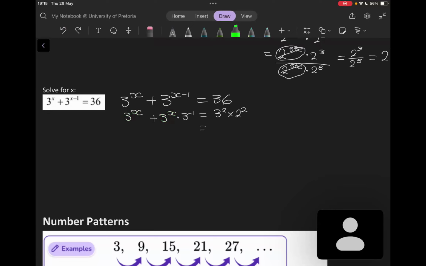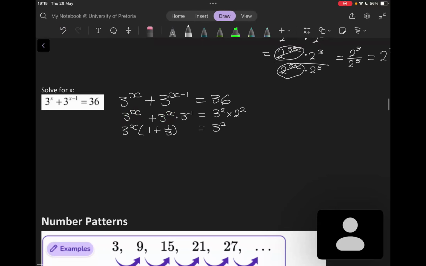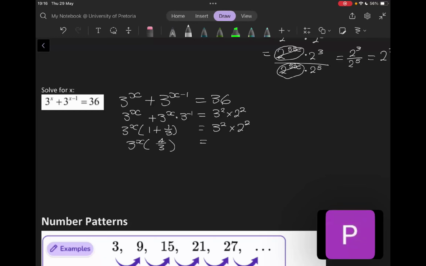Cool. Like I said, there is a like term over here that we can take out, right? We then get 3 to the power of x multiplied by 1 plus, in this case, we have 1 over 3. That is equal to 3 to the power of 2 times 3 to the power of 2. If we simplify the left-hand side, we end up with 3 to the power of x multiplied by 4 over 3.